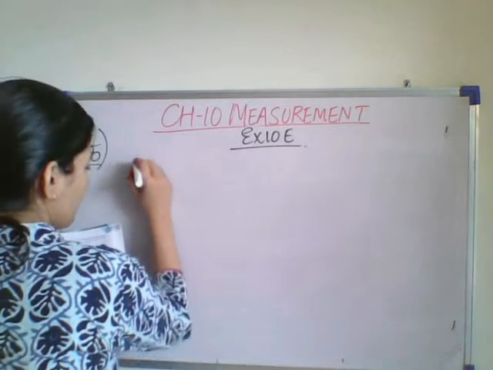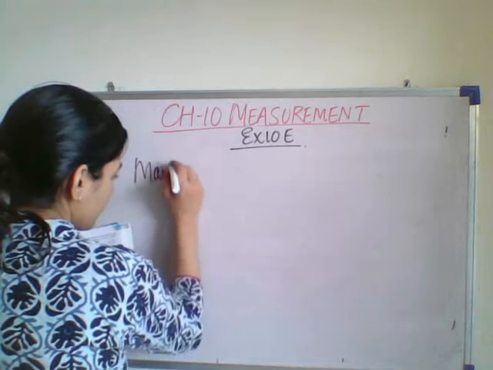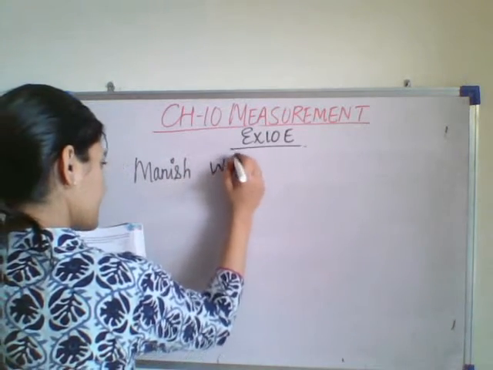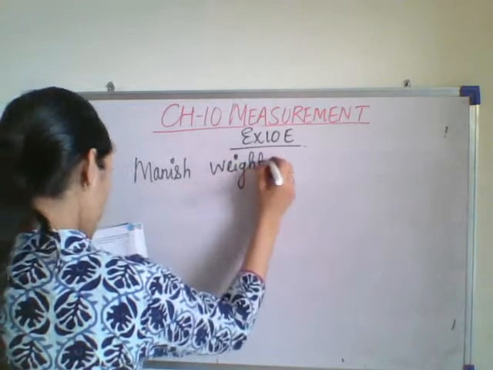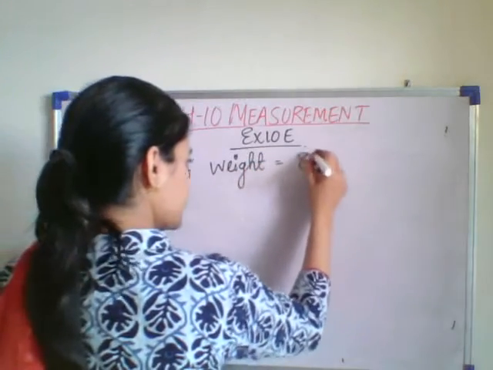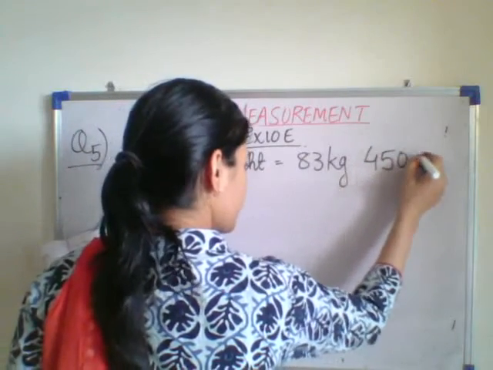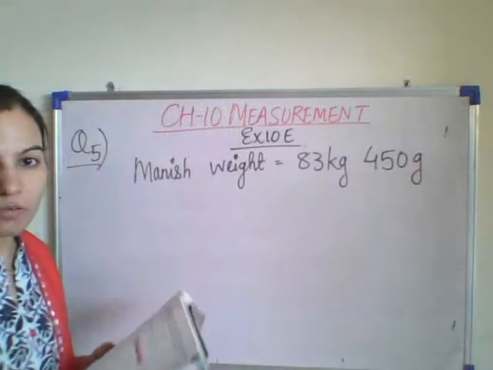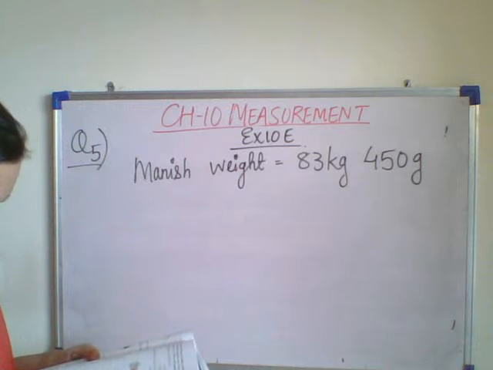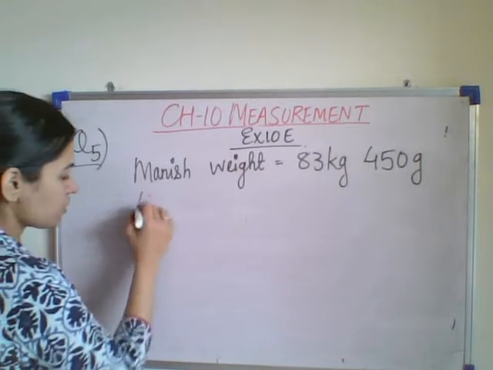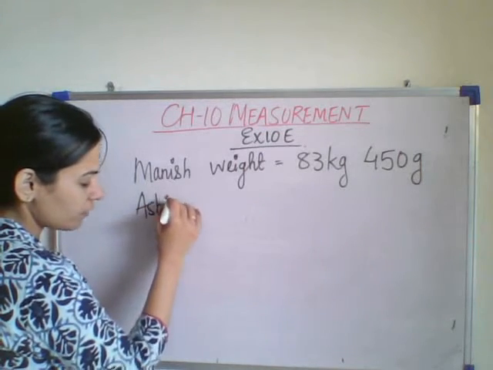And what is given? Manish weight is given in the question. What is the weight of the Manish? It is 83 kg and 450 gram. This is the weight of Manish which is given in the question, and we have to find the weight of the Ashish.